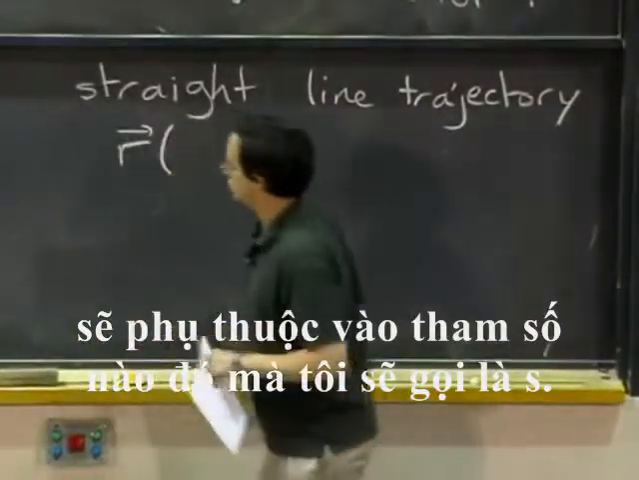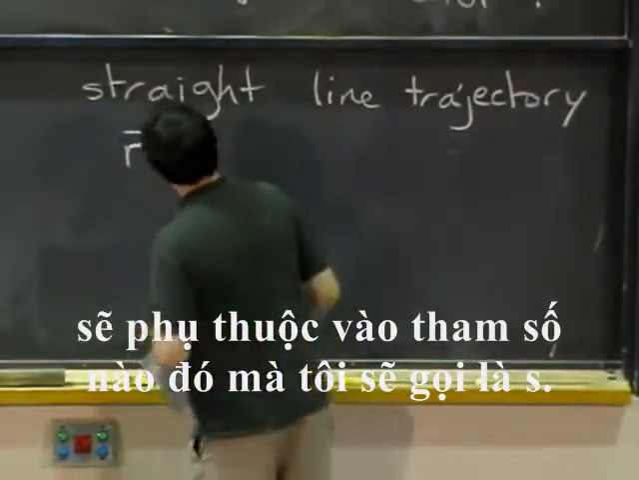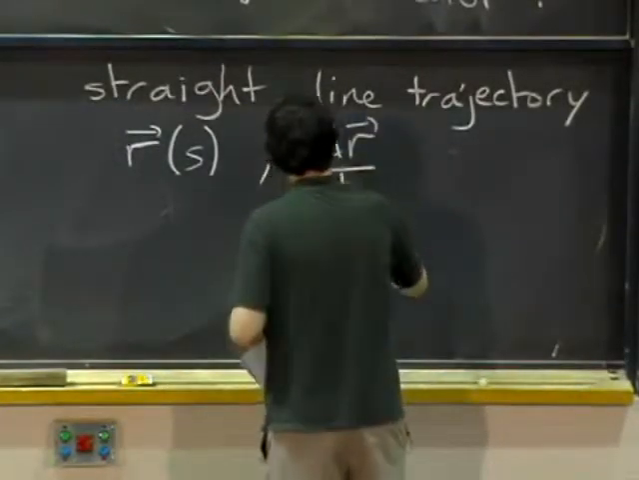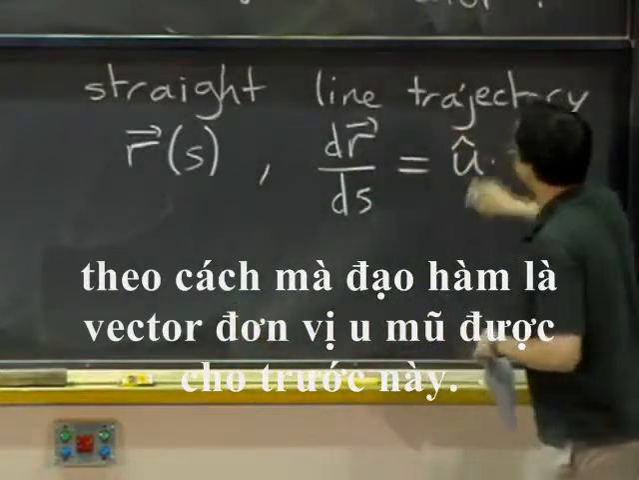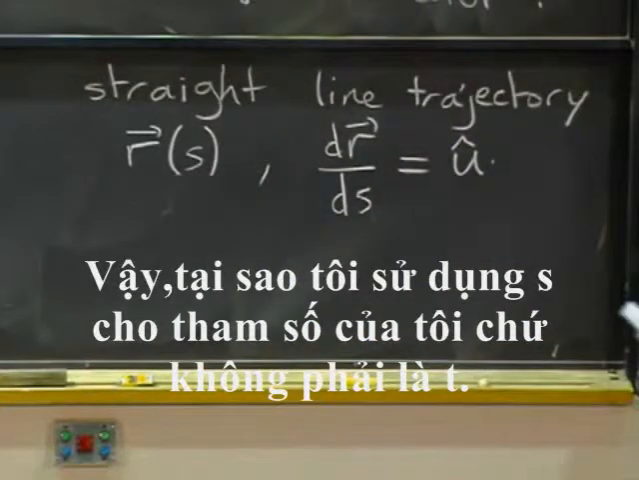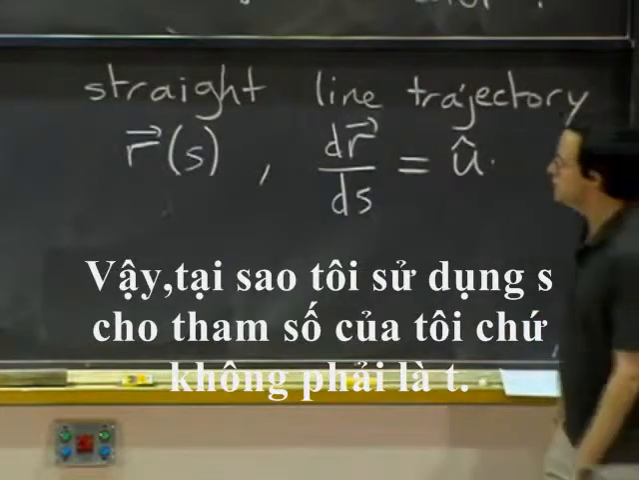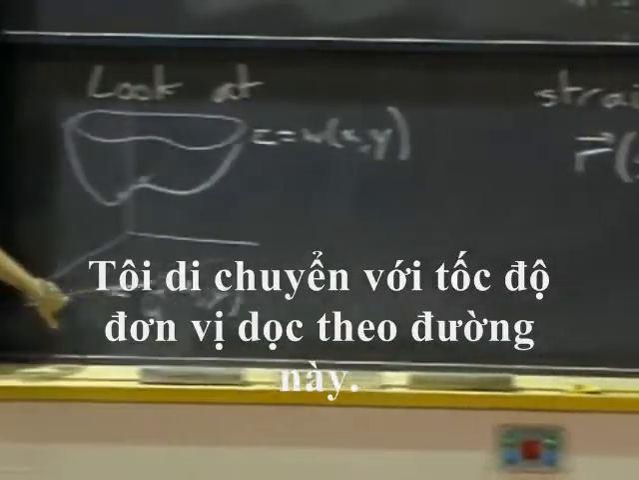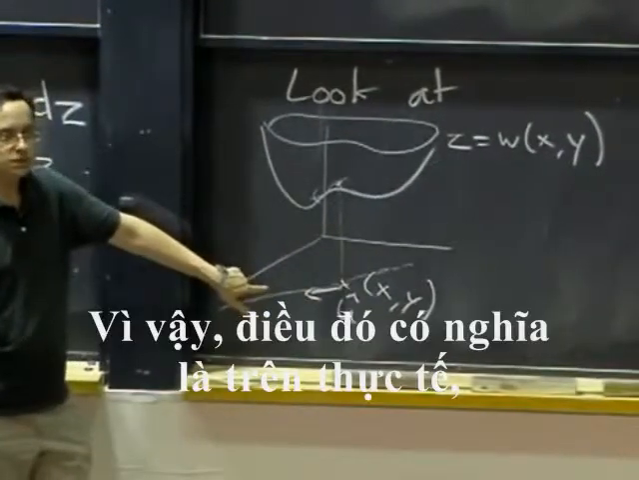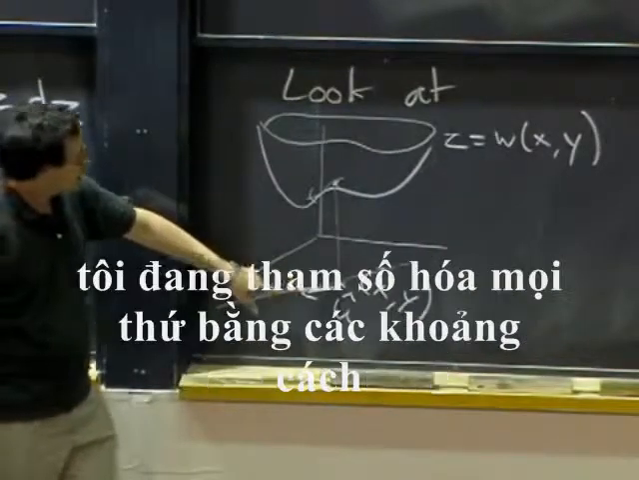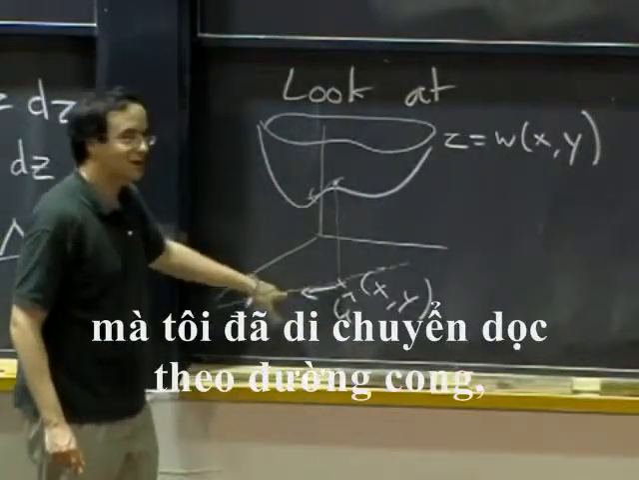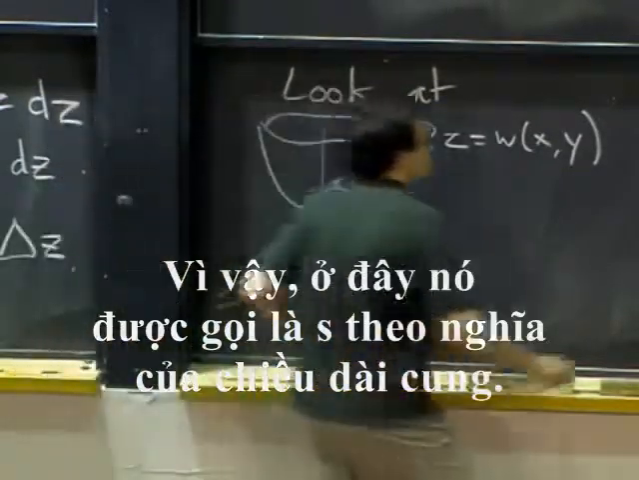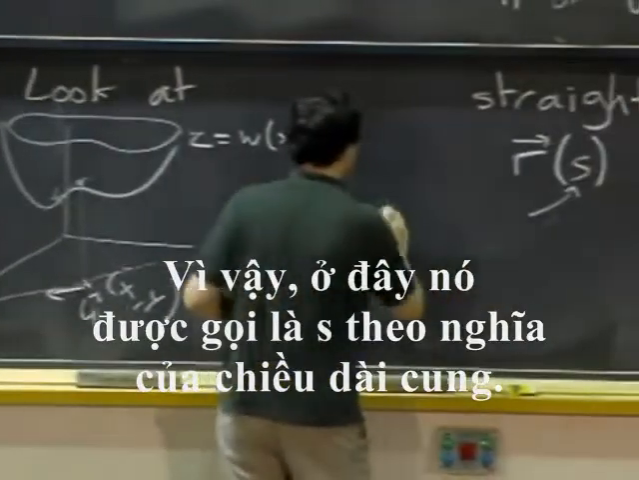So we have a position vector r that will depend on some parameter, which I will call s. You'll see why very soon, in such a way that the derivative is this given unit vector u hat. So why do I use s for my parameter rather than t? Well, it's a convention. I'm moving at unit speed along this line. So that means that actually I'm parameterizing things by the distance that I've traveled along the curve, along this line. So here it's called s in the sense of arc length.